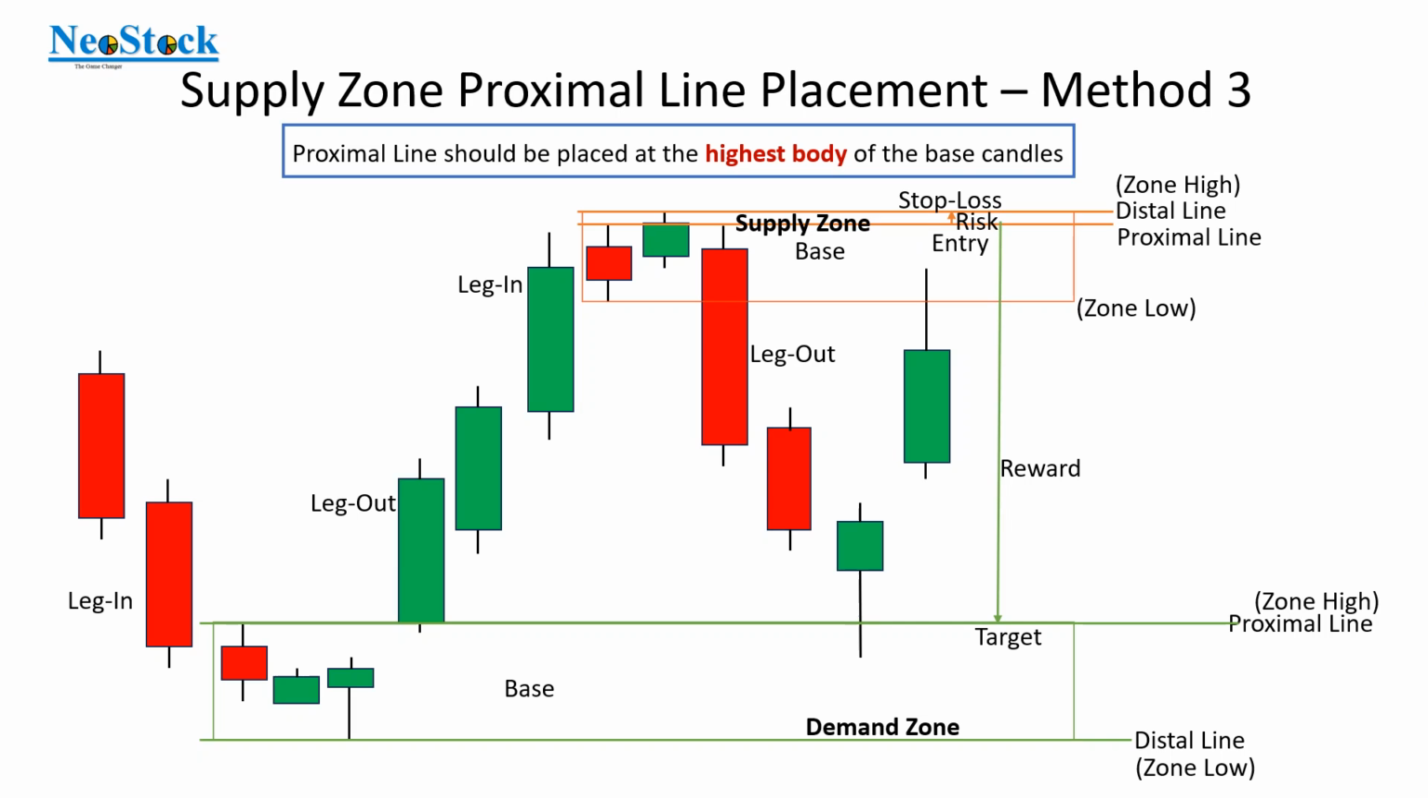So these are the different ways we can manage the risk by changing the proximal line placement. So always you have to remember there are 3 methods, method 1, method 2 and method 3. We always say the technical names method 1, method 2, method 3. So the meaning of what is method 1, method 2, method 3 you should remember for demand zone and also supply zone. The rules for demand zone are different, the rules for supply zone are different.